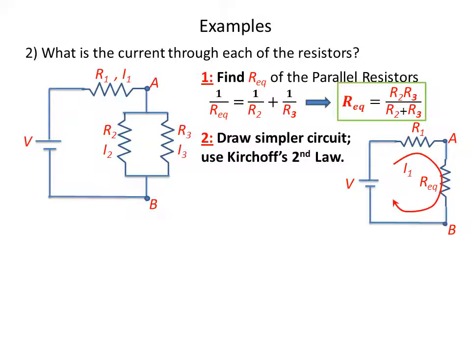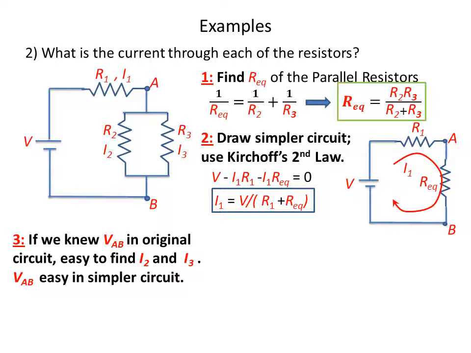And now there's only one current through the whole loop, and that's I1. That is the current that goes through R1. So if we use Kirchhoff's second law on this simpler circuit, we can write down the voltage and voltage drops around this loop. So we have a voltage source minus I1 R1, that drop, minus I1 R equivalent, that drop, equal to 0. And then we can solve for I1, and that's equal to the voltage source divided by R1 plus R equivalent. And we have our first current. So we're a third of the way done.